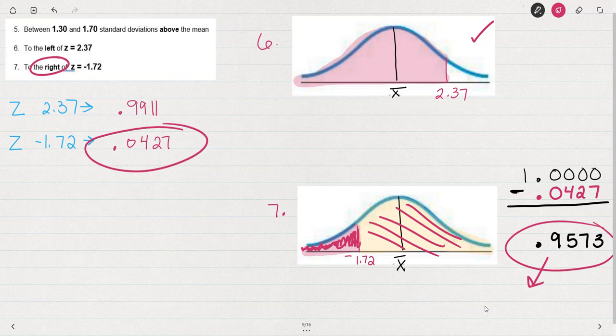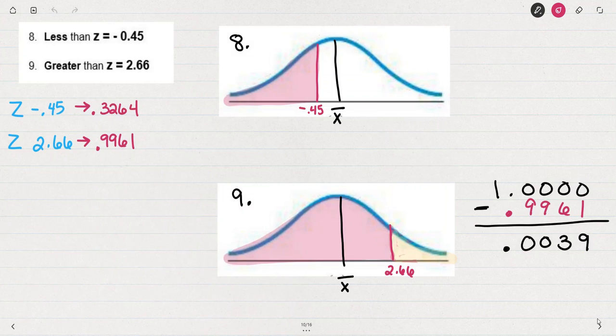I can convert that to a percent by moving the decimal 2 to the right or by multiplying by 100, and I'd get 95.73%, or 95 and 73/100%. Less than z equals negative 0.45. That's a nice straightforward, pull it right from the chart.